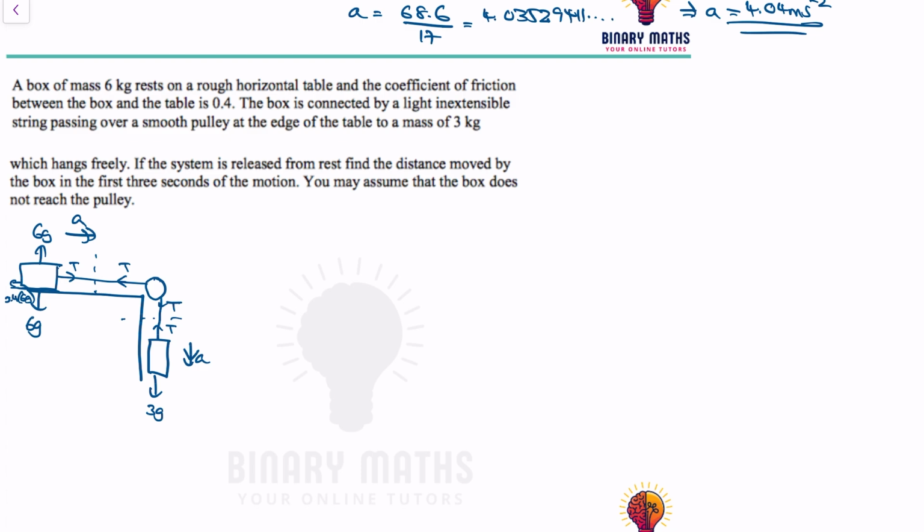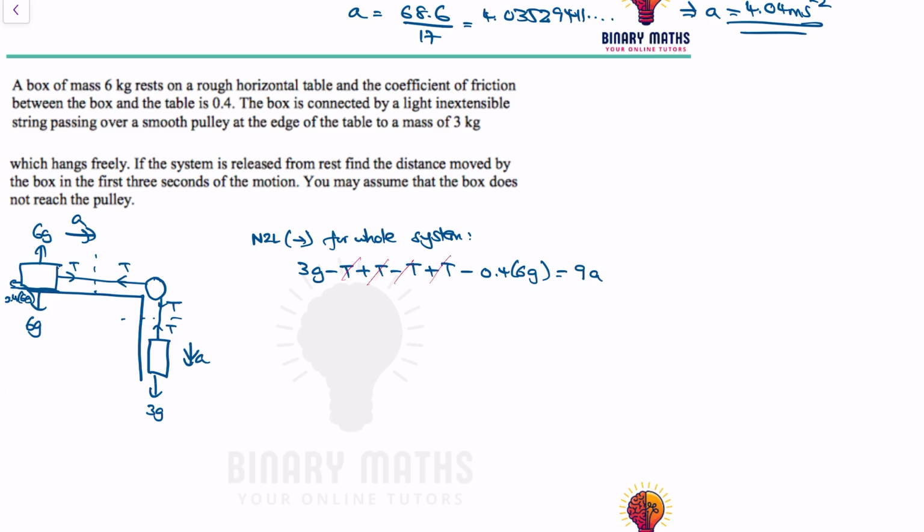If the system is released from rest, find the distance moved by the box in the first 3 seconds of the motion. You may assume that the box does not reach the pulley. So the first thing we need to do is Newton's second law applied across the whole system. Then what I do know is 3g take away T plus T take away T plus T minus 0.4 times 6g must be equal to the total mass, which is 9 kg, times a. So all the T's cancel out.